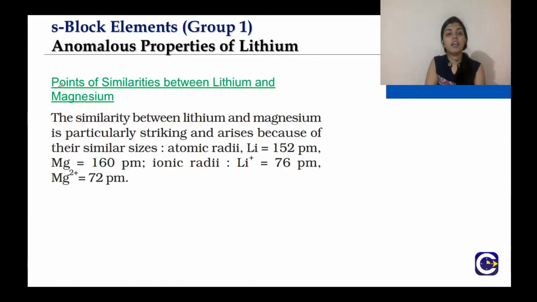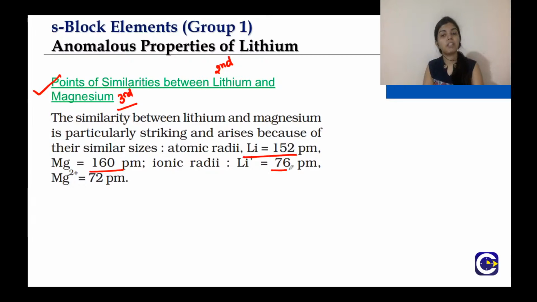Now, we will study the similarities between lithium and magnesium. So, lithium is of second period while magnesium is of third period, right? And they both show diagonal relationship because their ionic and atomic radii are almost the same. So here if you see, lithium is having 152, magnesium is having 160. Ionic radii are much more similar. Li plus is having 76 while Mg2 plus is having 72 picometers. So almost similar radii are there, and therefore they show similarity in their properties.